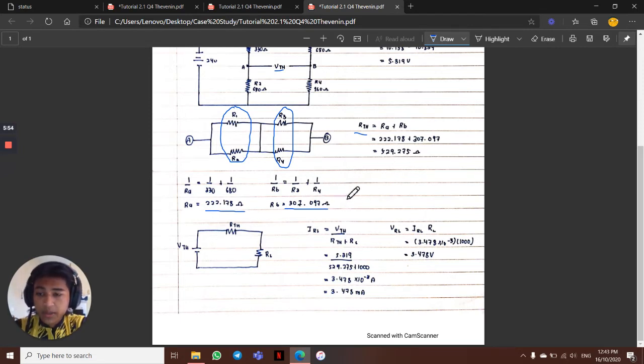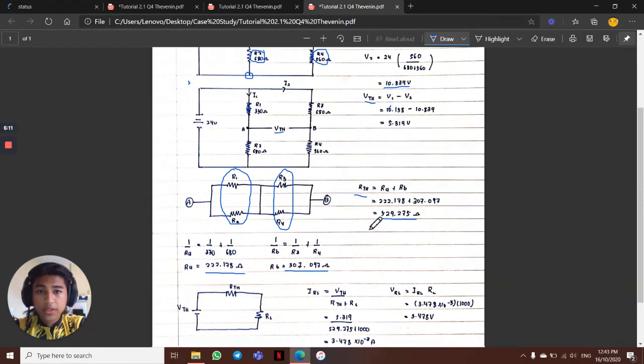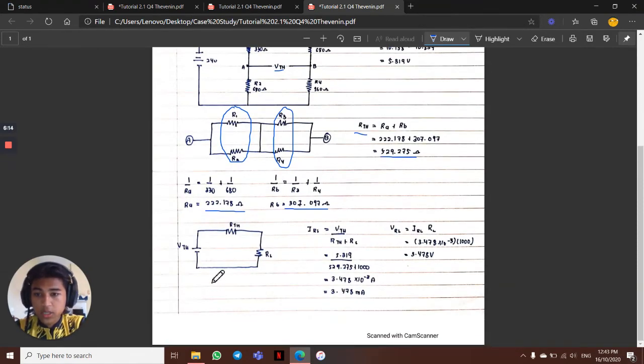We already got RA and RB, so just combine them together and we will get the RTH, which is the R total, 529.275 ohm. So RTH. Then we can use the equivalent circuit to easily see the flow of the circuit, to find the current for the load resistor and voltage for the load resistor.